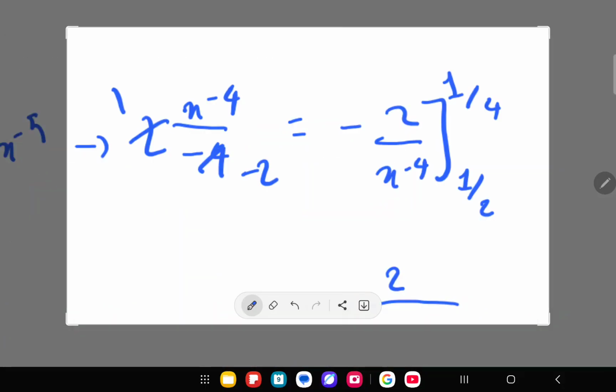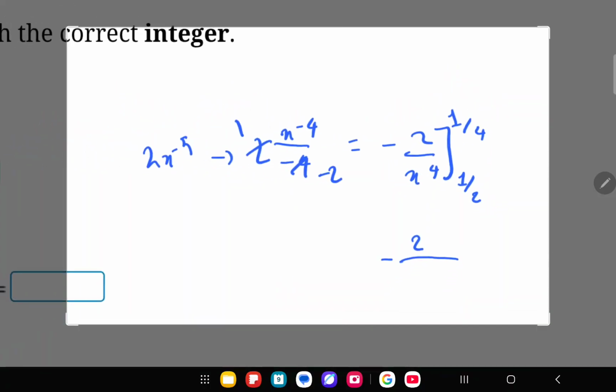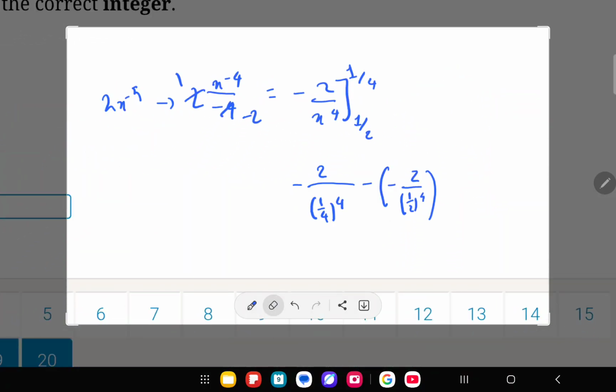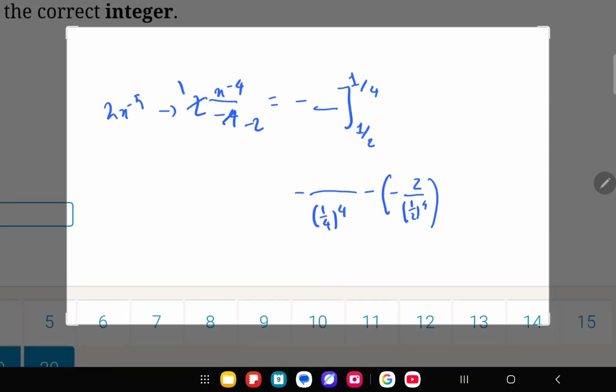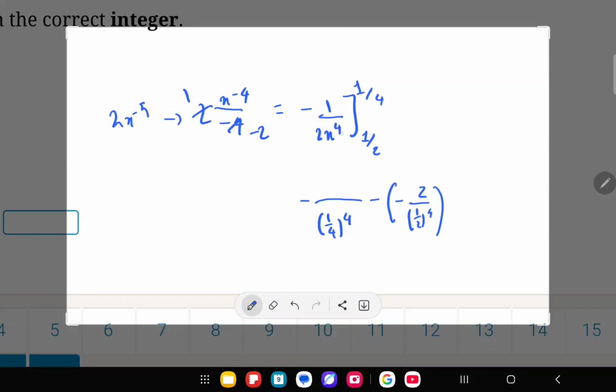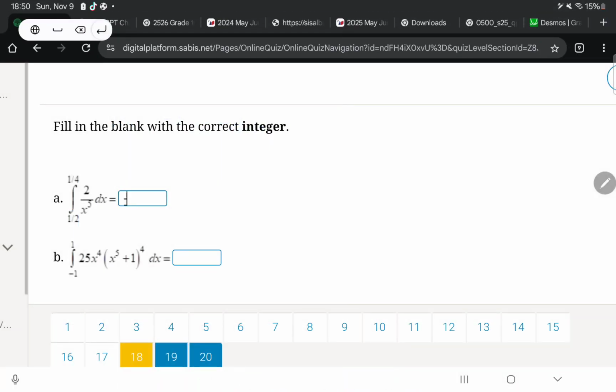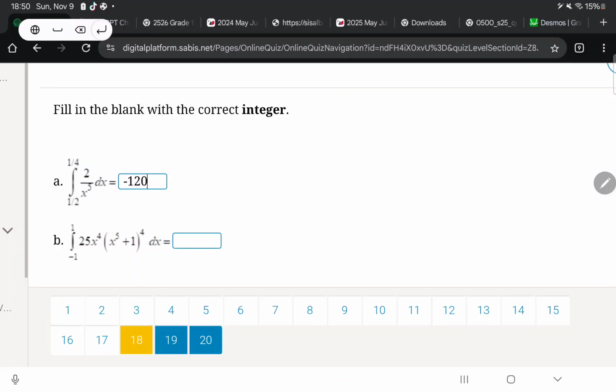Okay. And mind you, over here I made a mistake when I reciprocated: the x to the minus 4 should have become positive. And I made another mistake yet again. Sorry. 1, 2, x to the power 4. Okay, and once everything's integrated, you get minus 120. So minus 120 is our answer.